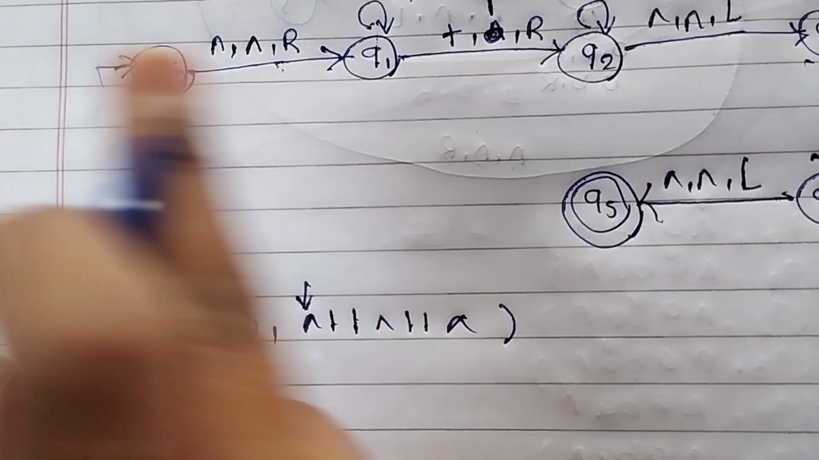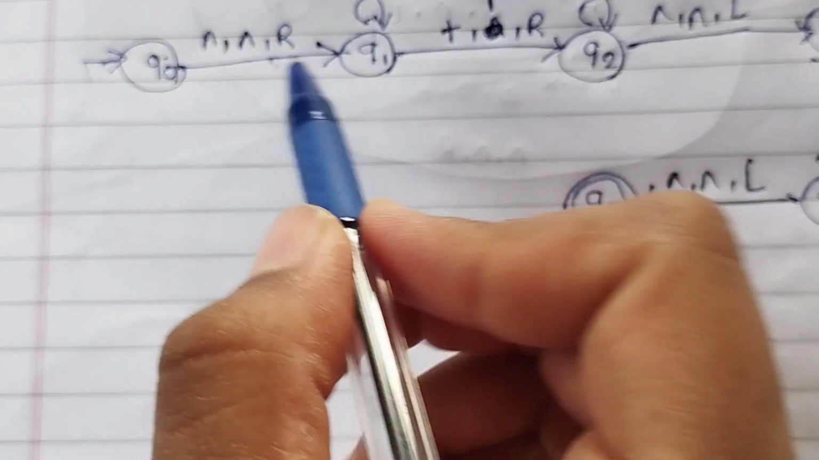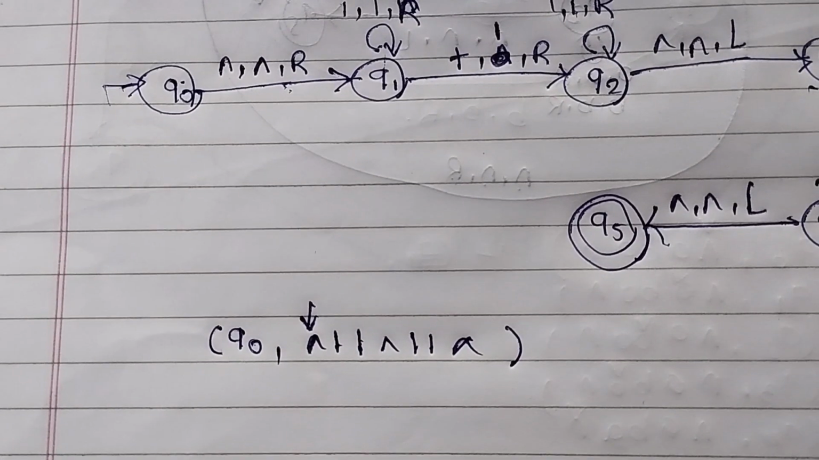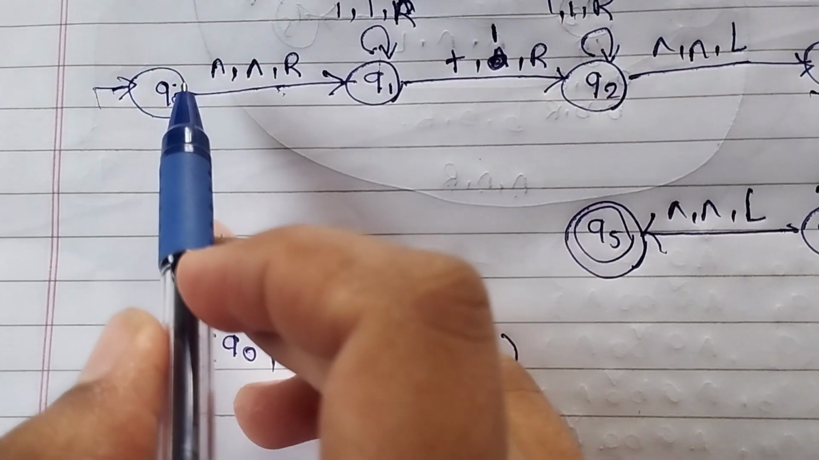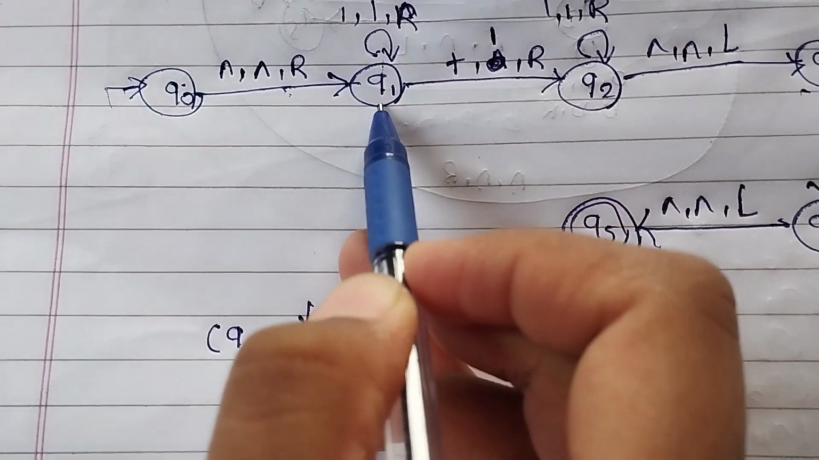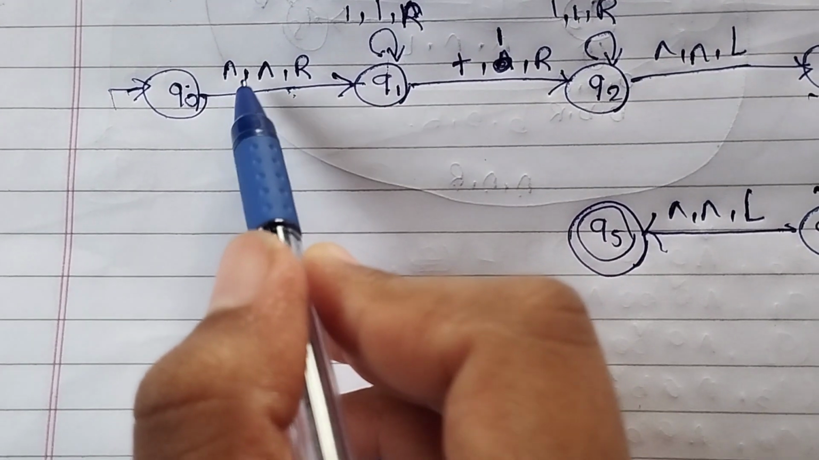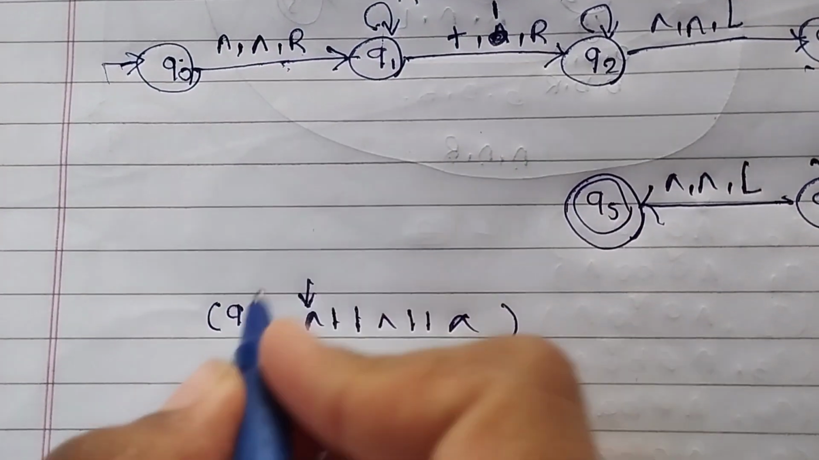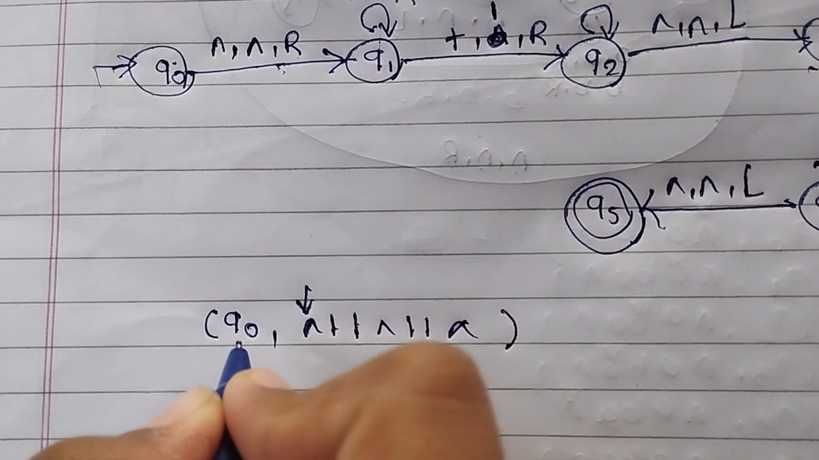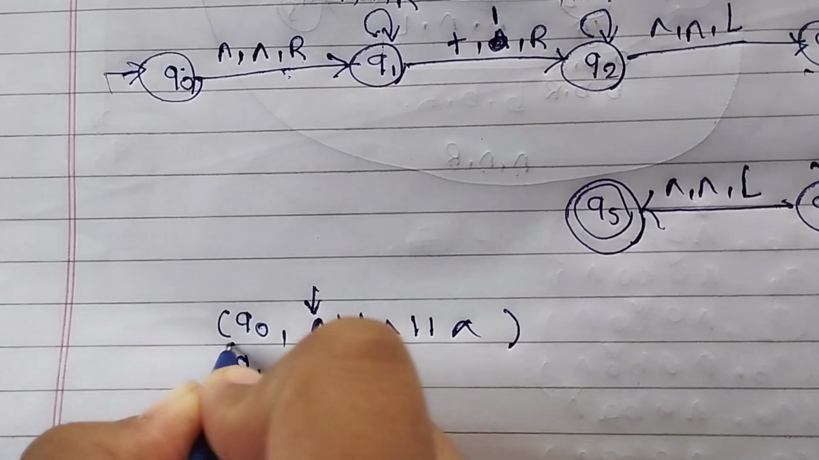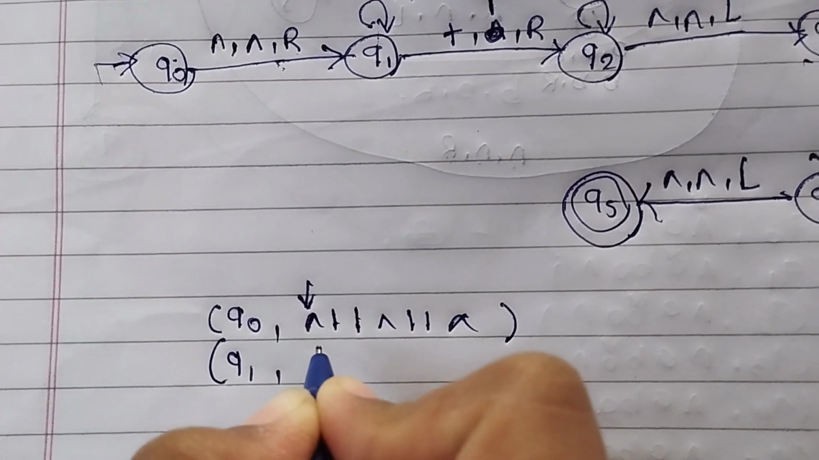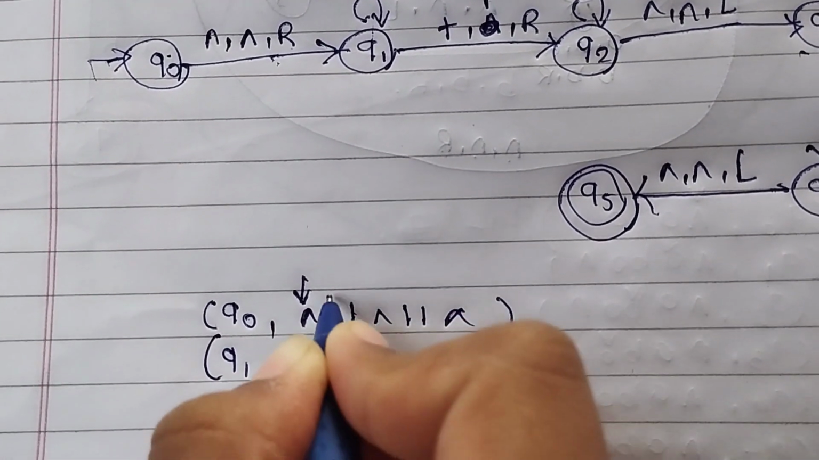So draw this also. First you read the null, then we travel to the Q1. First keep this null as it is and move to the right, and we reach the Q1 state. So we are now here in the Q1 state. In the Q1 state, now we move to the right side.